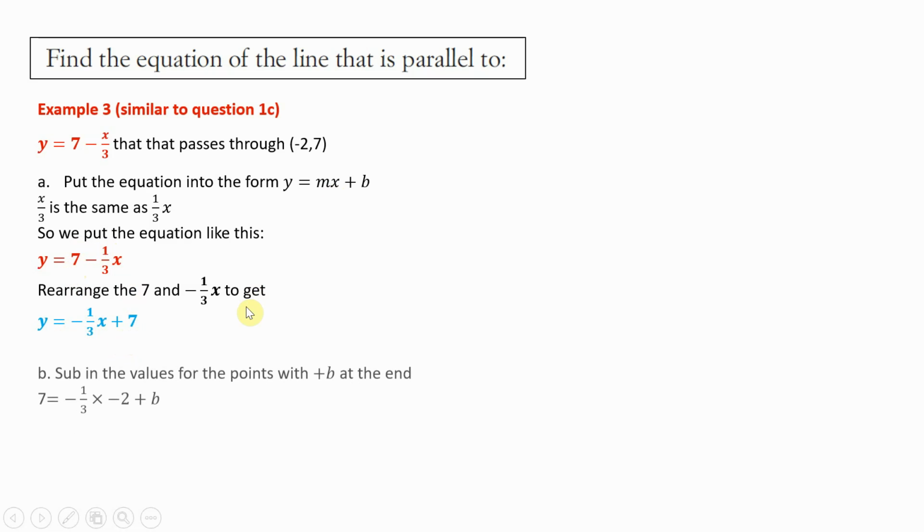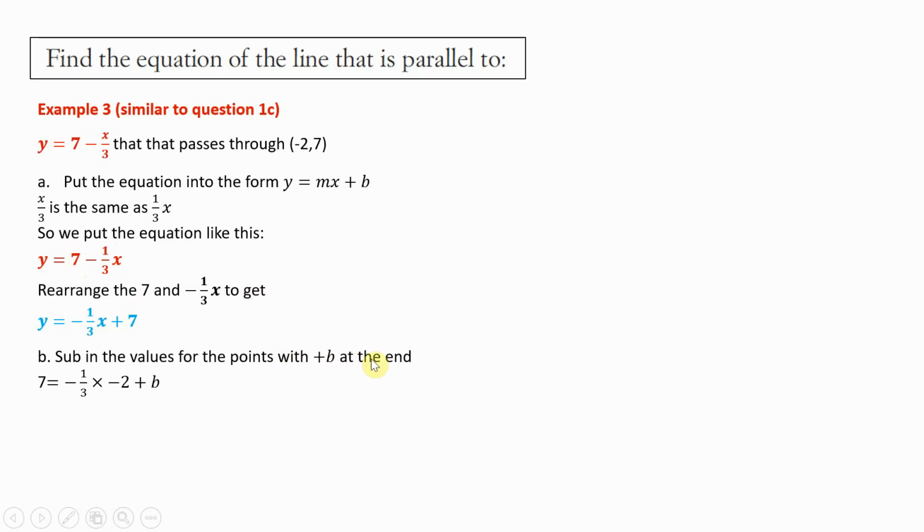Okay, sub in the values for the point, with plus b at the end. So for y we put 7. So instead of y equals something, we've got 7 equals something. And x is negative 2. So instead of minus the third x, we've got minus the third times negative 2. And then we put plus b at the end instead of plus 7.